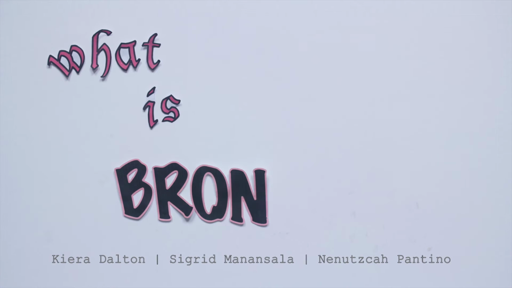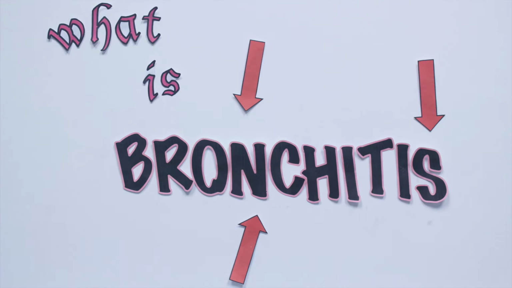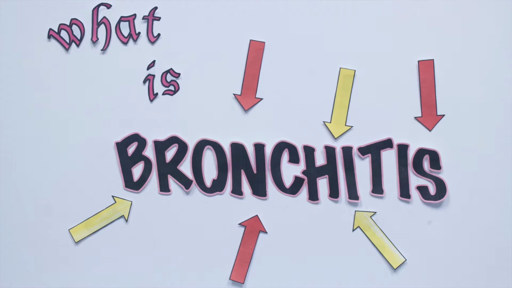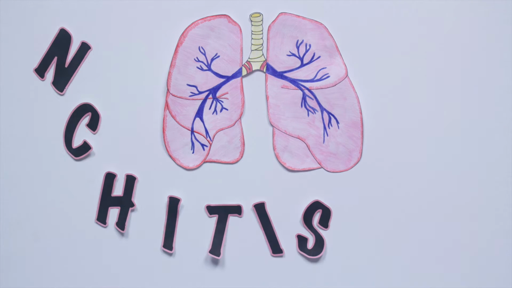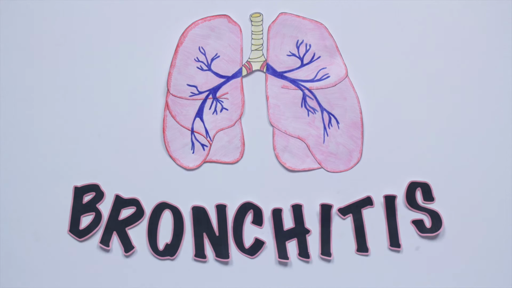What is bronchitis? Bronchitis represents the obstruction and inflammation of the major and small airways. Bronchitis can be acute or chronic. Acute bronchitis is caused by a pathogen, often a virus, and lasts for 2 to 3 weeks. Chronic bronchitis is a more serious, long-term condition and therefore will be our focus.